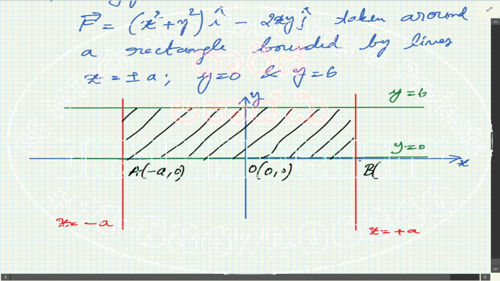Let me call this point B. This point is origin, this point is a, so B is equal to a comma 0. Now this point is called point C. It is located at a distance a from origin and at a distance b from the x-axis. That's why the height is BC. So the point C is a comma b. Then we'll write another point here, 0 comma b, and this point is important. I'll call this point D, which is minus a comma b.